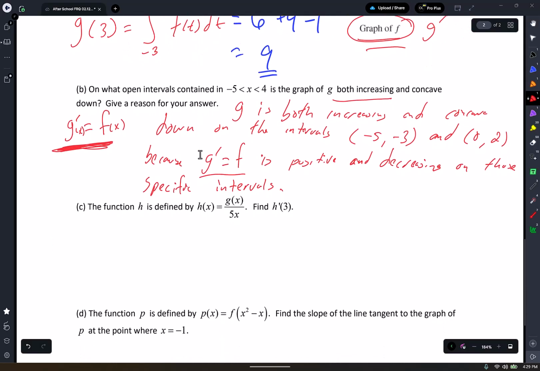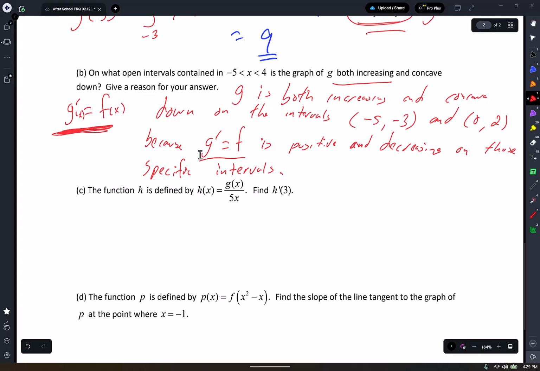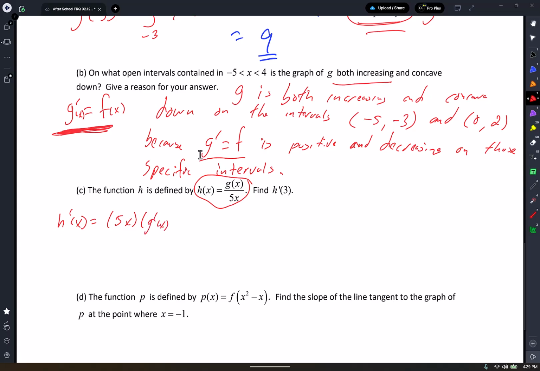The function h is defined for that expression. Find h prime of 3. Okay, well, h prime of x is equal to, what rule do I got to use here? What rule? Starts with a Q. Yeah, quotient. Bottom times derivative of the top, minus top times derivative of the bottom, all over bottom squared. Do you see what we did?